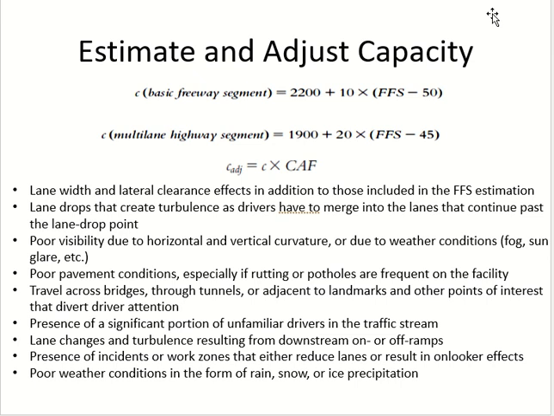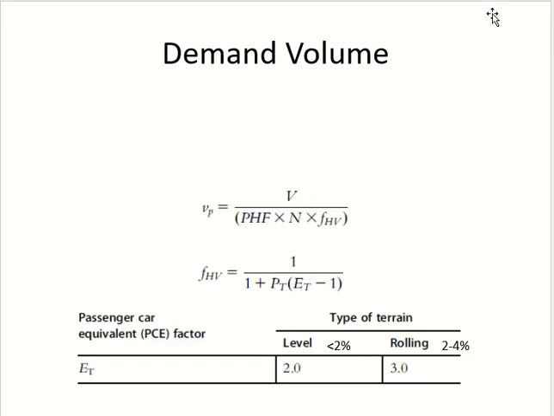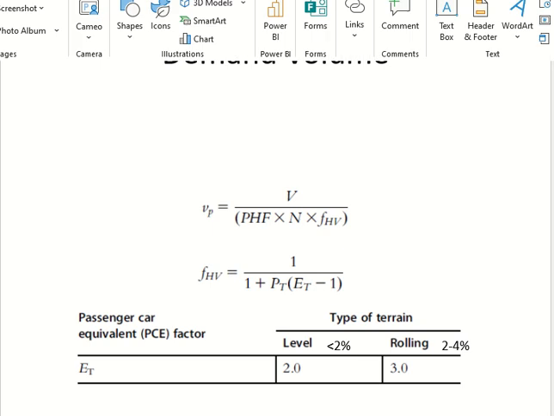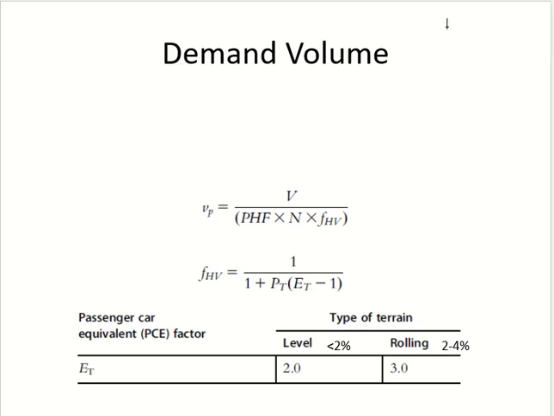Peak flow rate. This is the equation for peak flow rate. What do I need here? Peak hour factor, is it given? Peak hour factor, given, right? It's given.